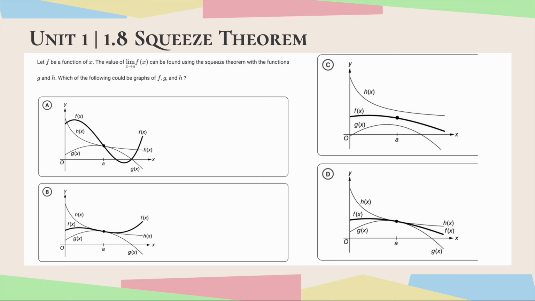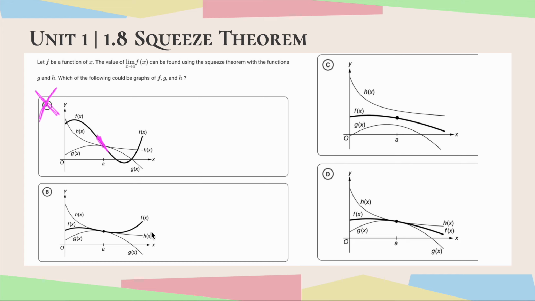Okay, so what am I looking for? Basically, I'm looking for f of x to be squeezed in between g and h. So just looking through these quickly, immediately I'm going to eliminate answer choice A. Here, f is just not being squeezed, right? It's almost kind of like crossing through those, and that's just not what we're looking for. So we're going to eliminate that.